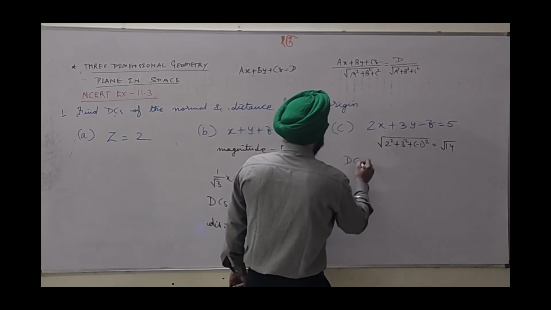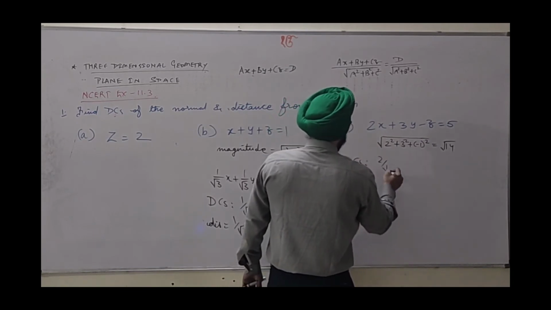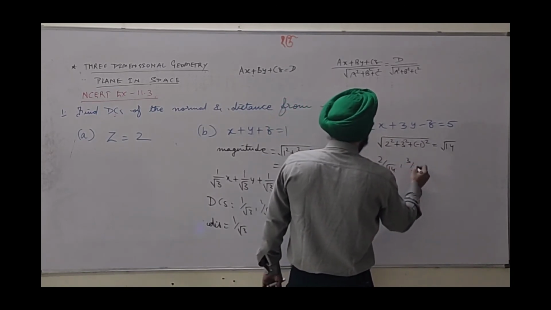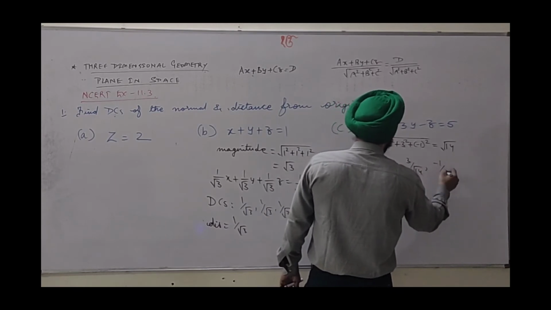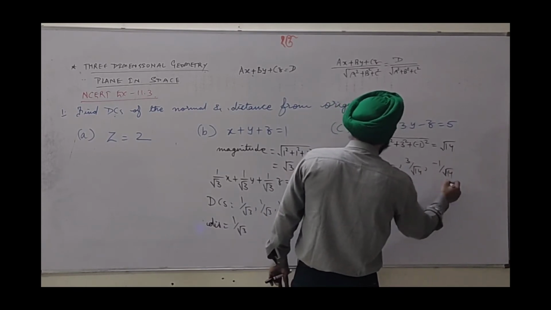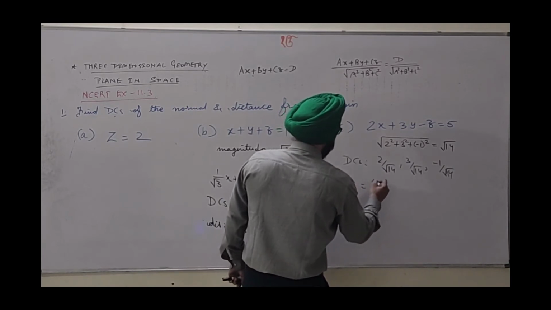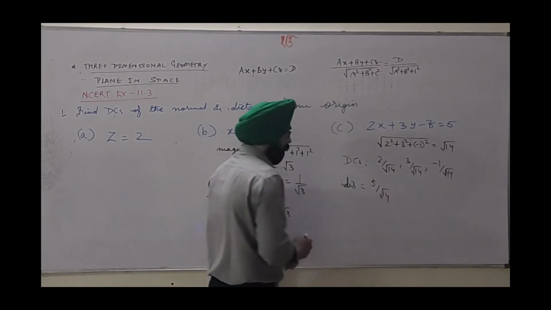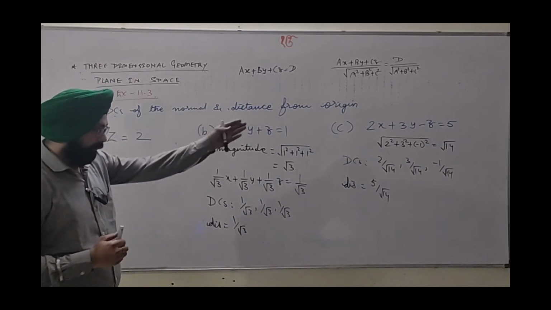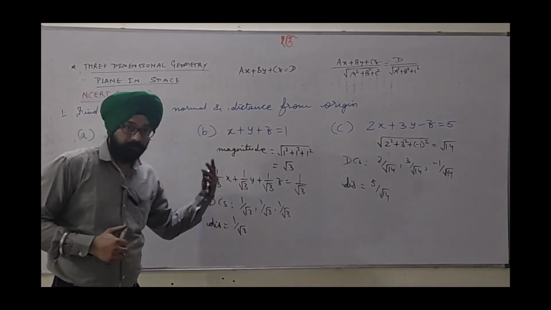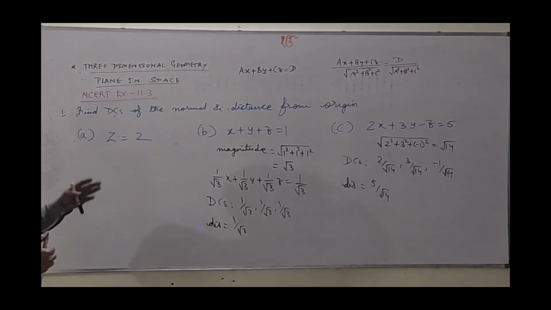So direction cosines can directly be written as 2 by root 14, 3 by root 14 and minus 1 by root 14. And the distance required from origin is 5 by root 14. This way, in each case I have converted the equation into normal form and given you the answers.